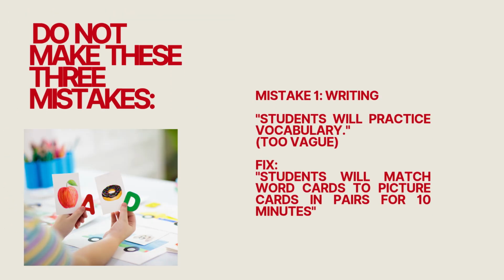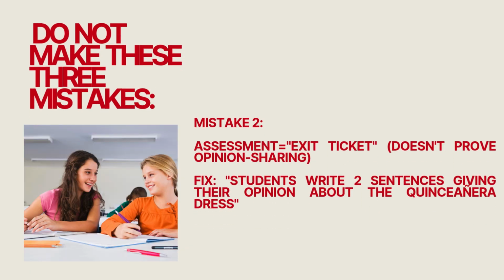Do not make these 3 mistakes. Mistake number 1, the writing. What if you write: students will practice vocabulary. That's too vague. How to fix it? Students will match word cards to picture cards in pairs for 10 minutes. Make it very explicit. Mistake 2. If you write for the assessment exit ticket, but you don't provide the opinion sharing part, you have to fix it and be very explicit: students write 2 sentences giving their opinion about the quinceañera dress.